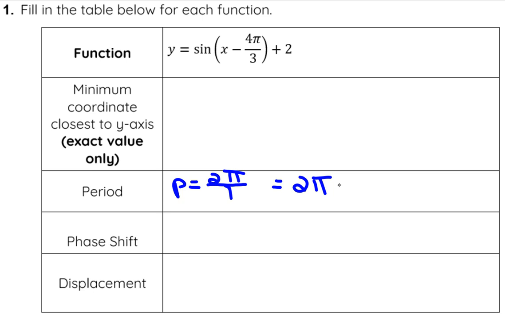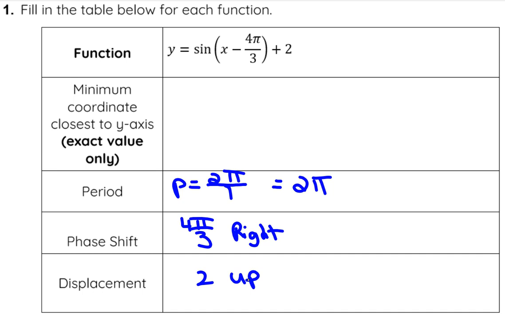Phase shift. So in trig, phase shift is your horizontal translation. So my phase shift is going to be 4 pi over 3. Remember, horizontal lies, so minus is actually going to move to the right. Then we have displacement. The vertical displacement is known as your d value, and I see a +2 on the outside, so that means that I'm going 2 units up.